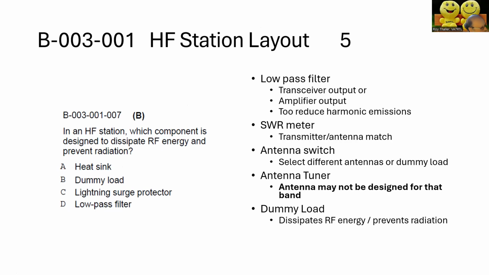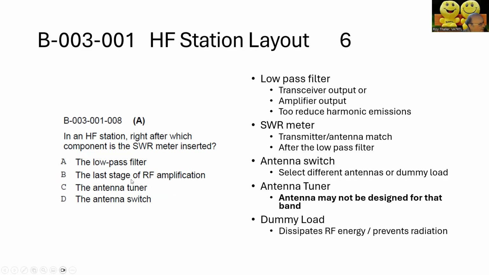In an HF station, which component is designed to dissipate RF energy and prevent radiation? So that would be B, the dummy load. Another question, in an HF station, right after which component is the SWR meter inserted? So it could either be after the... it would be after the low pass filter. That's where you would put the SWR meter.